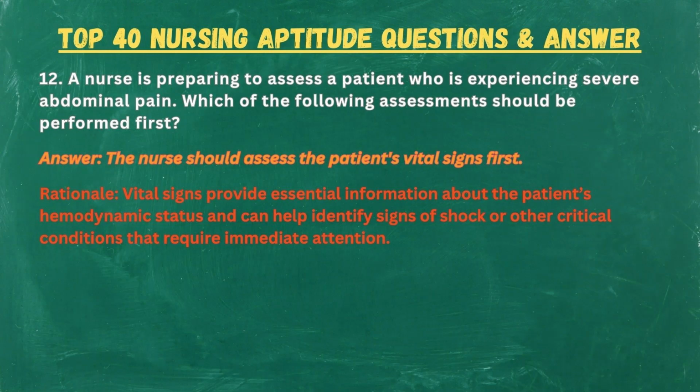12. A nurse is preparing to assess a patient who is experiencing severe abdominal pain. Which of the following assessments should be performed first? Answer. The nurse should assess the patient's vital signs first. Rationale. Vital signs provide essential information about the patient's hemodynamic status and can help identify signs of shock or other critical conditions that require immediate attention.